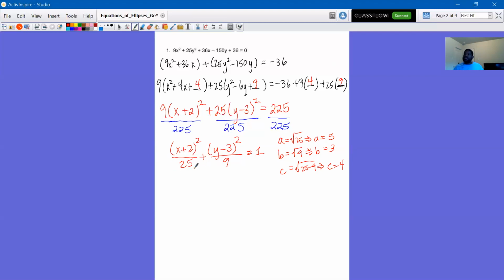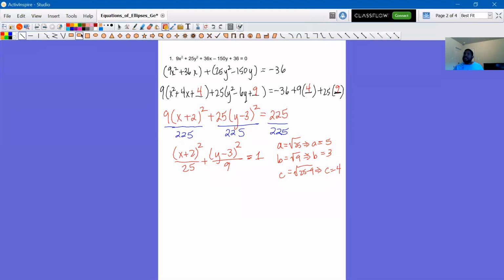So what we want to do is find the bigger denominator, which is 25, and it's located under x. So it is stretched horizontally. Let me draw it. It's going to be stretched horizontally, it's going to look like this.